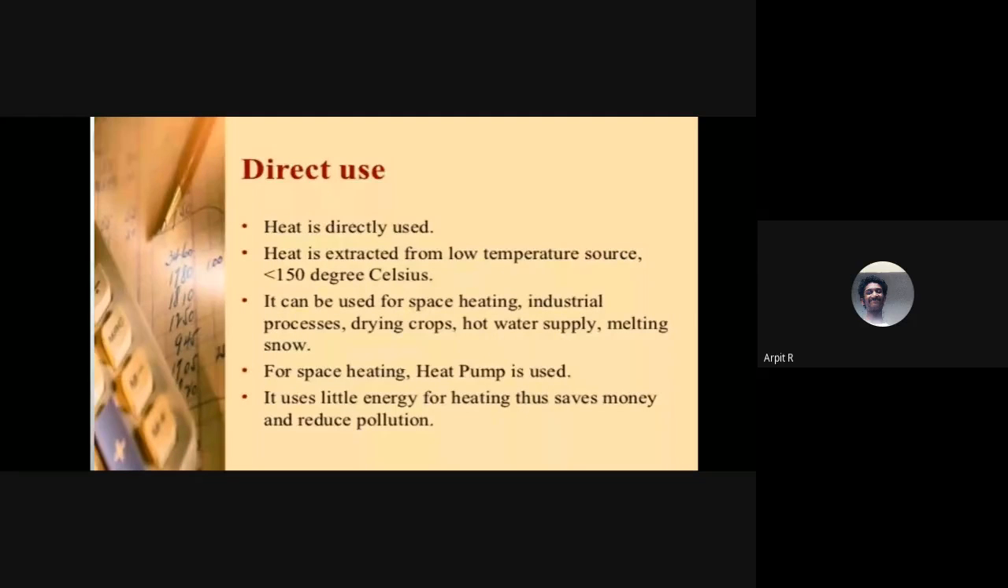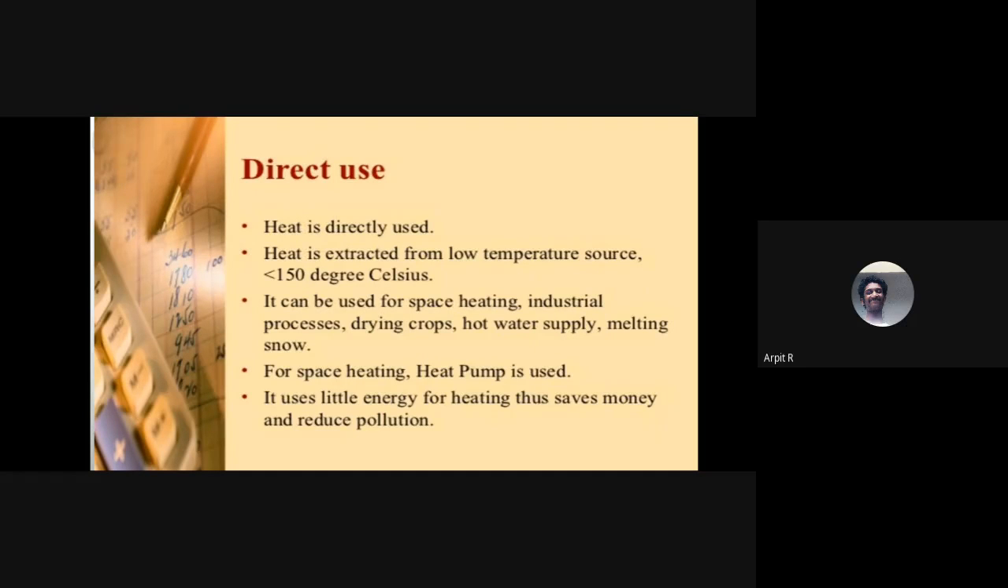Heat is extracted from a low temperature source, less than 150 degrees Celsius. It can be used for space heating, industrial processes, drying crops, hot water supply, and melting snow. Geothermal energy can be used directly for industrial processes. It helps in drying crops, hot water supply, and melting of snow. Then it also helps for space heating.